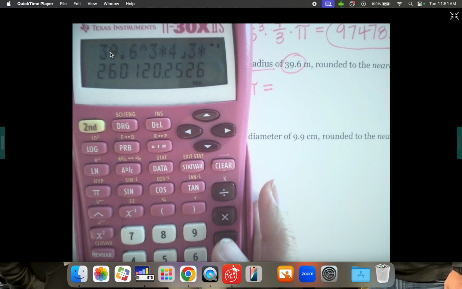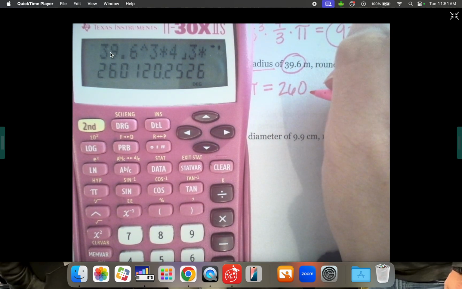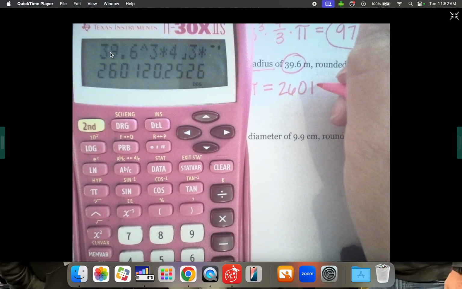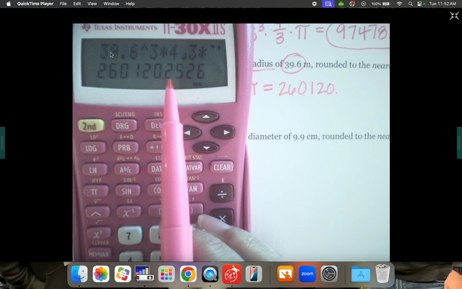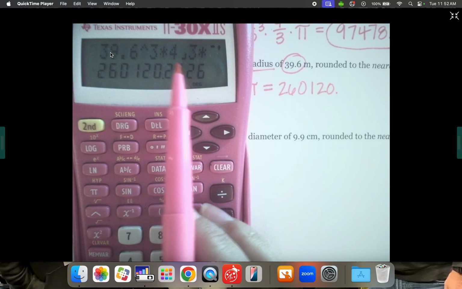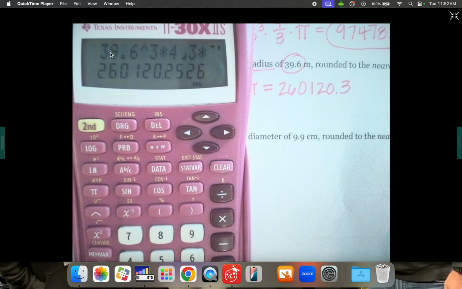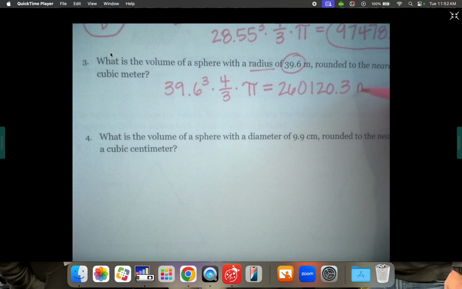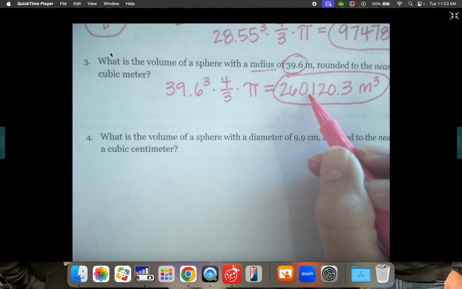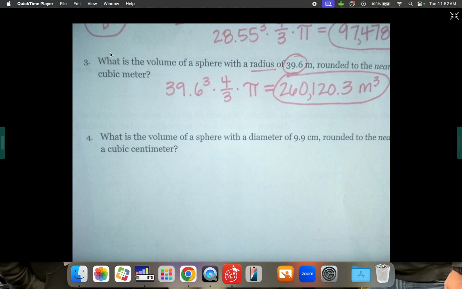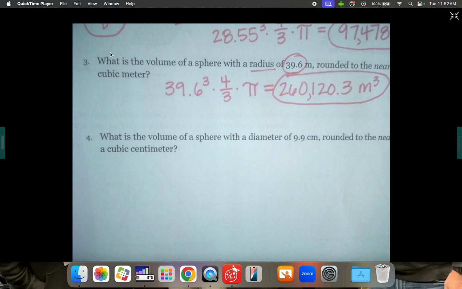So that is 260,120.2, but the 5 is bigger. It's a 5 or above, so we're going to give the 2 a shove, and it's going to be a 3. So that is meters. If you like to add your commas, you can do that to your big number, but I don't think you put a comma into Delta Math. I think just leave it out.